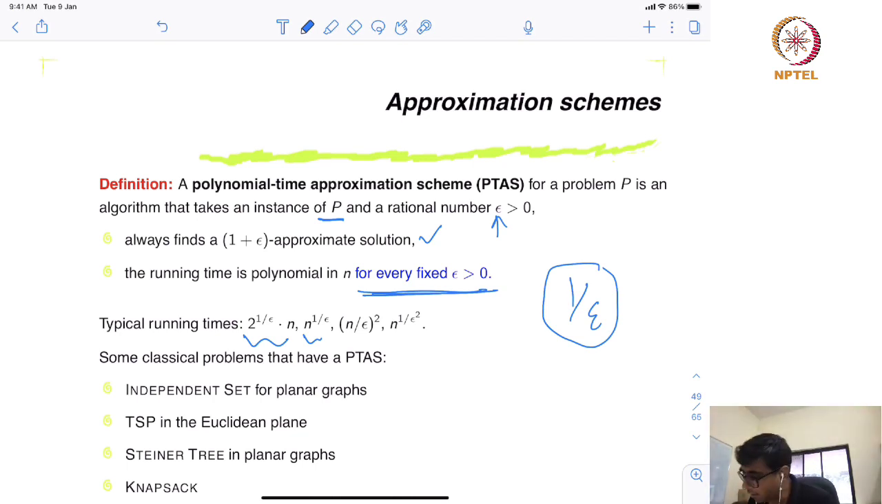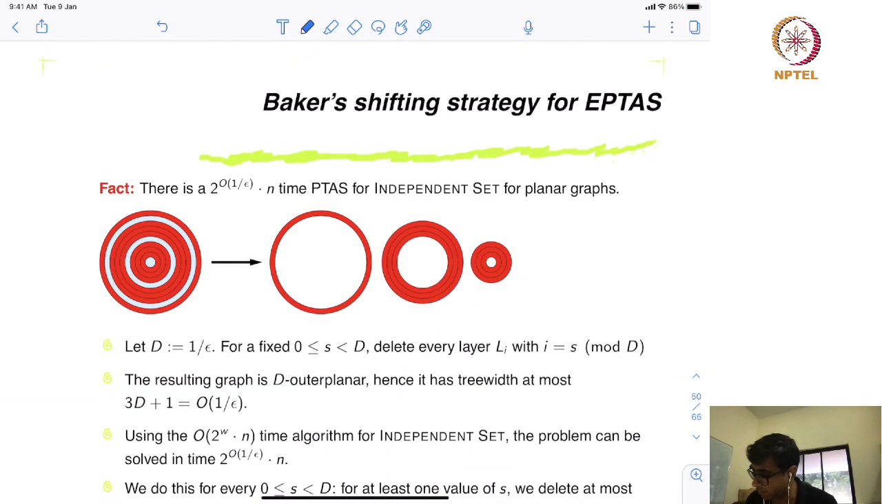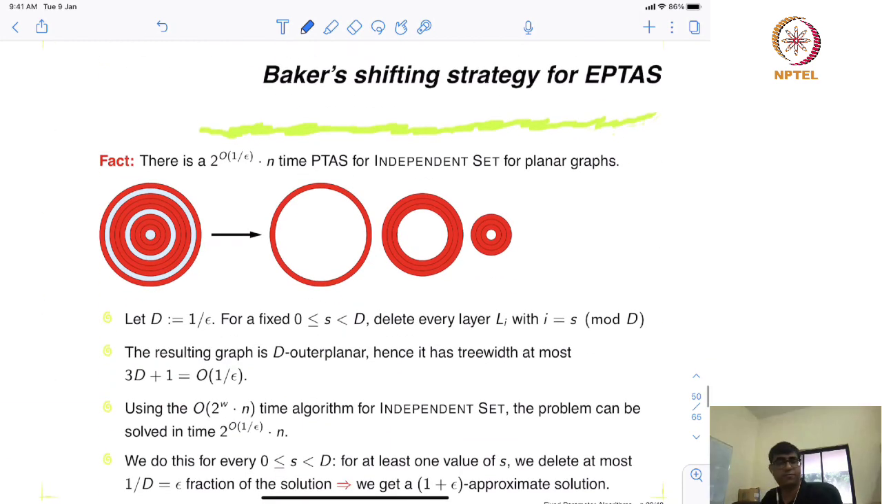Some classical problems that have PTASs are independent set for planar graphs, TSP in the Euclidean plane, Steiner tree in planar graphs, knapsack, and so on and so forth. So, let us look at this Baker's shifting strategy for PTASs. There is a 2 to the power 1 over epsilon times n PTAS for independent set for planar graphs. You set d equal to 1 over epsilon.